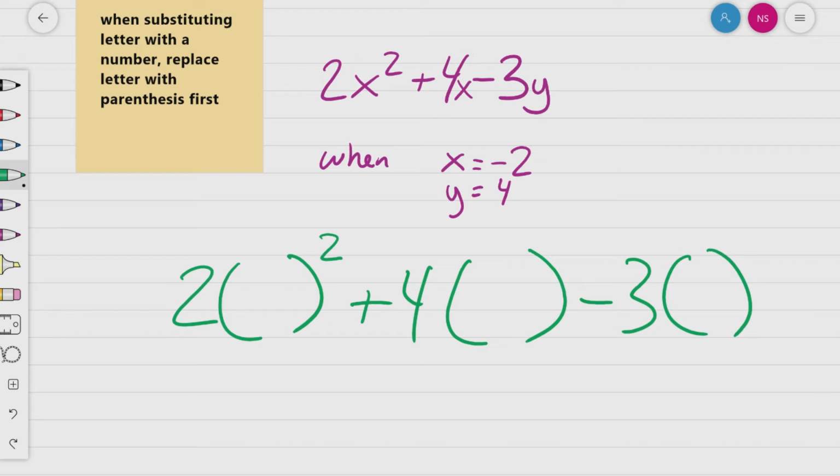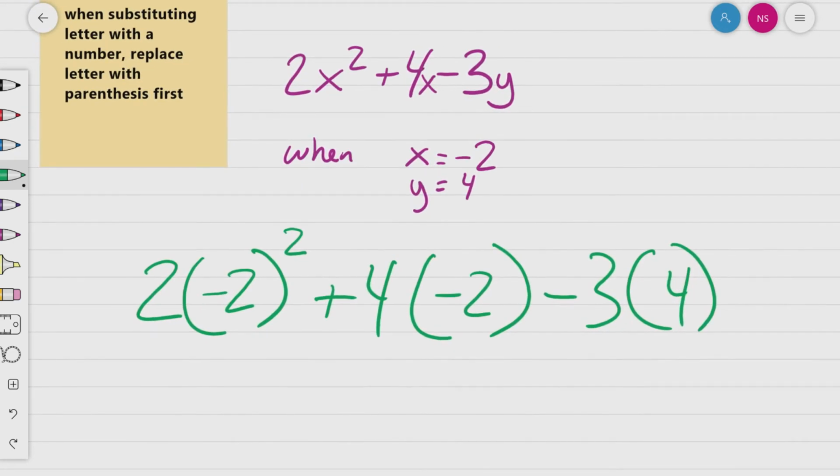And now what you do is you dump in the numbers into those designated places. So this was an x right here. I'm going to substitute that x with the -2, which is what they gave us. The second parentheses was another x, so I'm going to substitute with another -2. And this last one was a y, which I'll substitute with the value of y, which is 4. All right, so there's all of that.